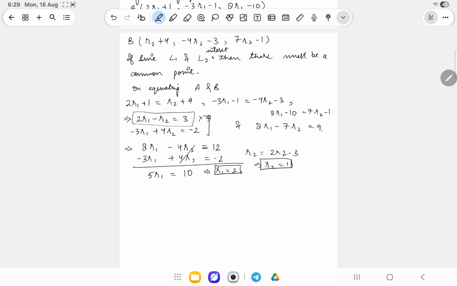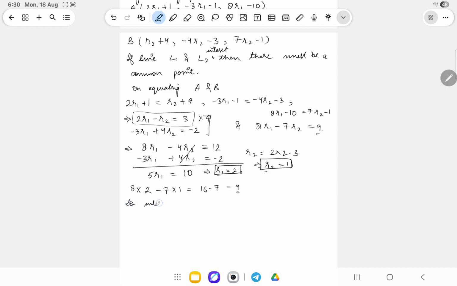Let us substitute these values of r1 and r2 in this equation to see if they satisfy this as well. So 8 into 2 minus 7 into 1, which equals 16 minus 7, which equals 9, which is our left hand side. So these values of r1 and r2 satisfy this equation as well. So we got a common point where the L1 line and L2 line intersect.